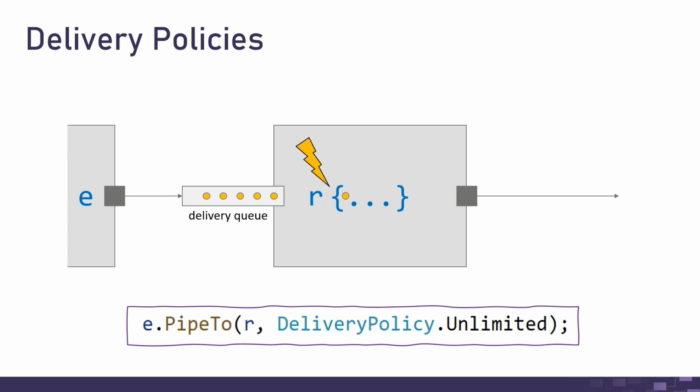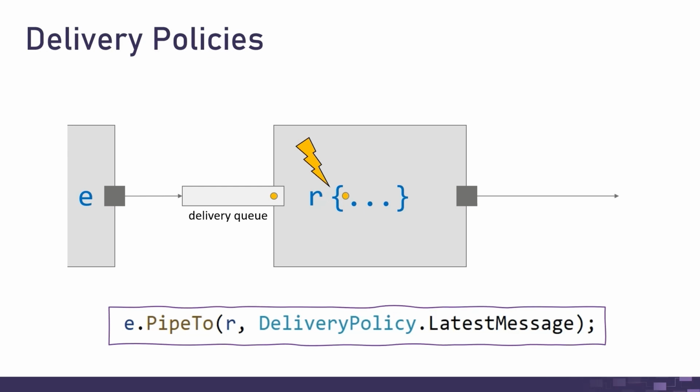In contrast, with a latest message delivery policy, whenever a new message arrives, it replaces any previous message already in the queue awaiting processing, and the older message is dropped. So long as the component is able to keep up with the rate of message arrival, all messages will be delivered and processed. However, if the component cannot keep up, then some messages will get dropped, and the component will always process the most recent or latest message.